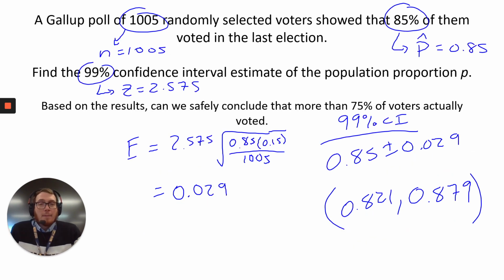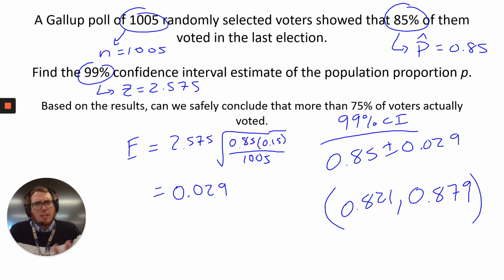Okay, so here's another example just to go through. Notice here that I'm giving you a percentage to look at. This says find the 99% confidence interval for the population proportion p. So if it's 99%, we're going to use a z-score of 2.575. My margin of error would be found by the z-score, 2.575, times the square root of p-hat times q-hat, so 0.85 times 0.15, divided by n, which is 1005. I plug all of that in, and I get 0.029.